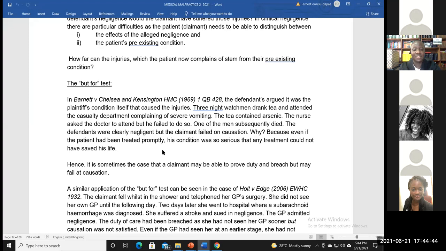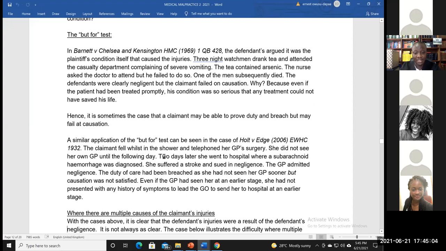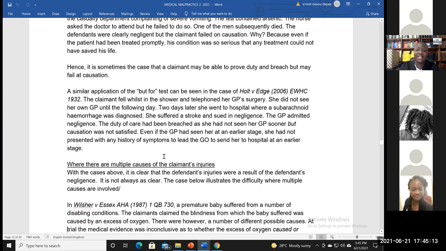Yeah, so that is one thing that you have to keep in mind, that yes, it may well happen that a plaintiff or claimant is able to prove the duty and breach thereof, but he will fail in establishing causation. And we talked about that the last time. We are just recapitulating what we have discussed already. And we also cited the case of Holt and Edge as another illustration of the Bradford test, which was developed in the Barnett case.